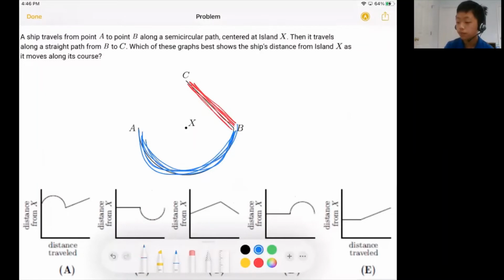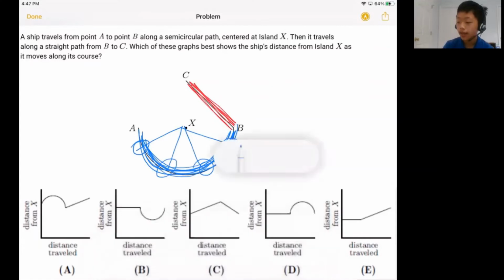So if we look at this blue path from A to B, it's a semicircular path. And we know that by definition, since it's a semicircle, if the ship is here or here or here or any of those places, the distance from point X is always the same, right? Because they're all radii of the semicircle. So that tells us for the beginning portion of the ship's journey, the distance from point X has to remain constant.